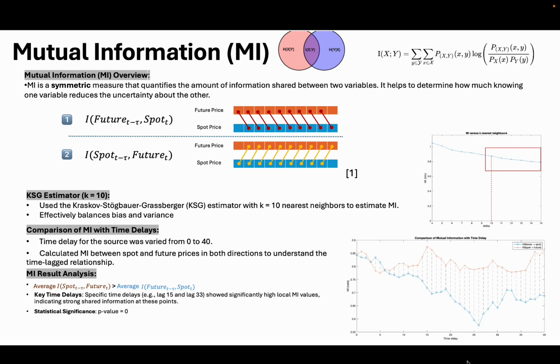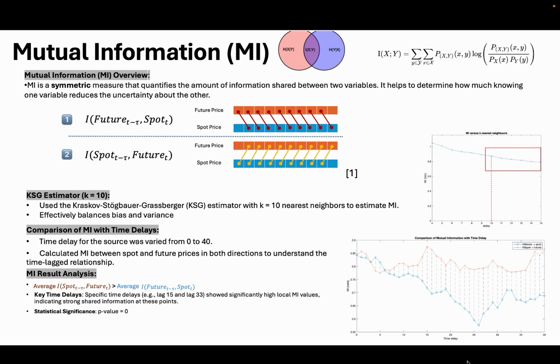The comparison plots show mutual information values between spot and future in both directions over time delays. It reveals how the shared information changes, helping identify significant time lag effects in the market. An important observation here is that on average, mutual information from spot to future is greater than mutual information from future to spot. This suggests that the spot market might play a leading role in the information flow.